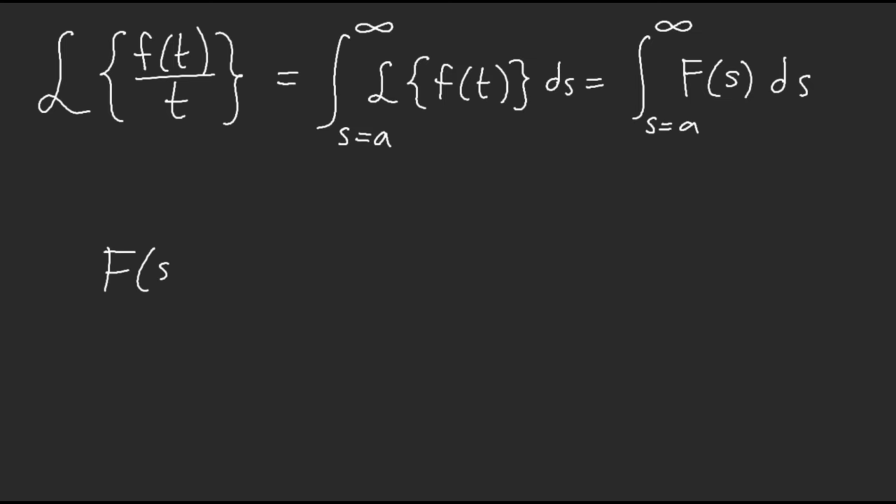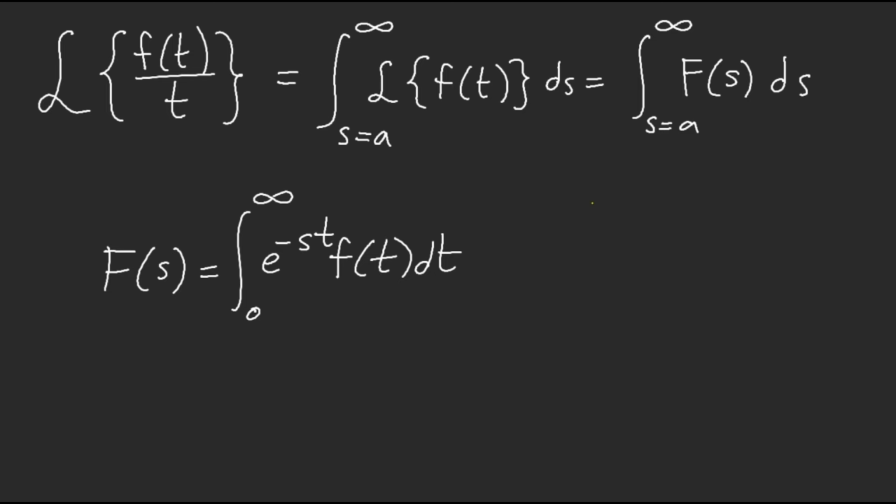If our F of s is equal to the integral from 0 to infinity of e to the negative st f of t dt, how do we get f of t over t? How do we get this t to be divided? We integrate with respect to s. How are we doing that? We want to integrate e to the negative st. We're only going to focus on this because we are integrating with respect to ds. And of course, when we integrate this, we get negative 1 over t e to the negative st.